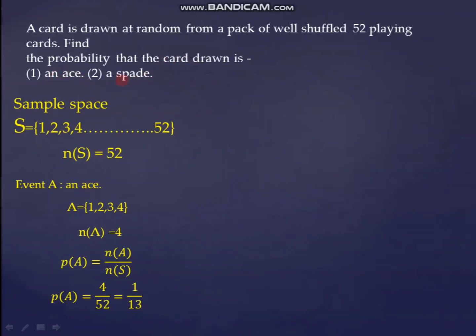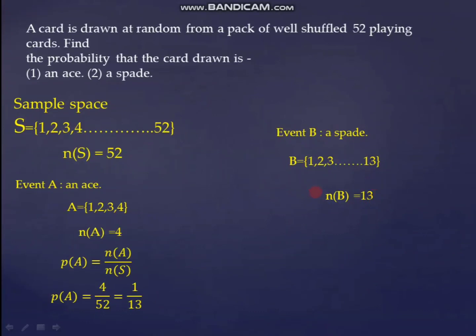And the second event is, the card drawn is a spade. So let us name this as event B. We know that there are 13 spade cards in a pack of 52 playing cards. That's why it can be any one of the 13 spades. So B is equal to, in curly brackets, 1 to 13. So 13 sample points are there for set B. Therefore n of B is equal to 13.